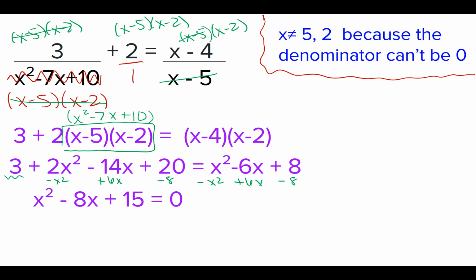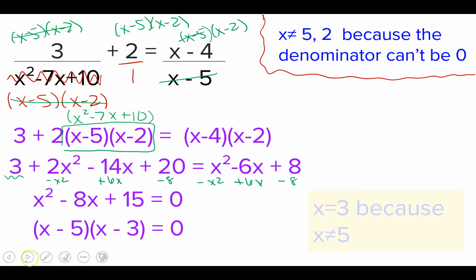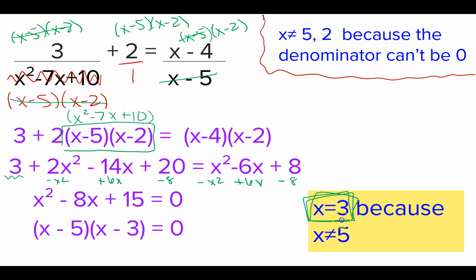All right, now we can factor. What are the pieces that are going to multiply to give me 15, but add to give me negative 8? Negative 5 and negative 3. Good. So that means my solutions are what? 3. Ooh, good. Why is it just 3? Why can't I say 5 and 3? Because at the very beginning, we said x could not be 5 or 2. Well, we got 5 and 3, so 5 is out. 3 is our only answer. Good job.